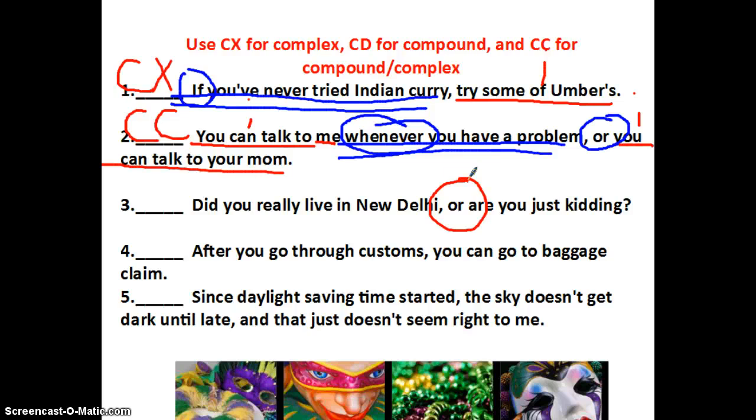So my first part says, "Did you really live in New Delhi?" That can definitely stand alone, so I'm going to underline it. "Are you just kidding?" Can that stand alone? Yes. So I have two independent clauses joined with the FANBOYS. So what kind of sentence do I have? Drum roll, please. Compound.